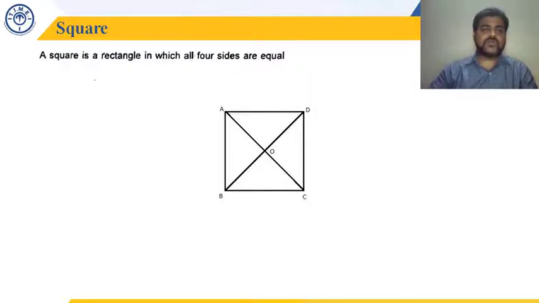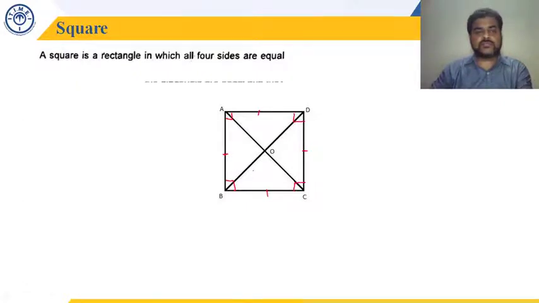Which are the special properties? So a square is a rectangle in which all four sides are equal. Opposite sides are parallel also. Opposite sides are definitely parallel. Each angle is 90 degrees.